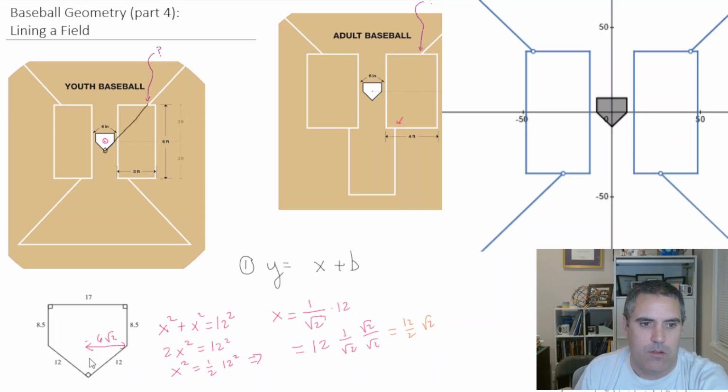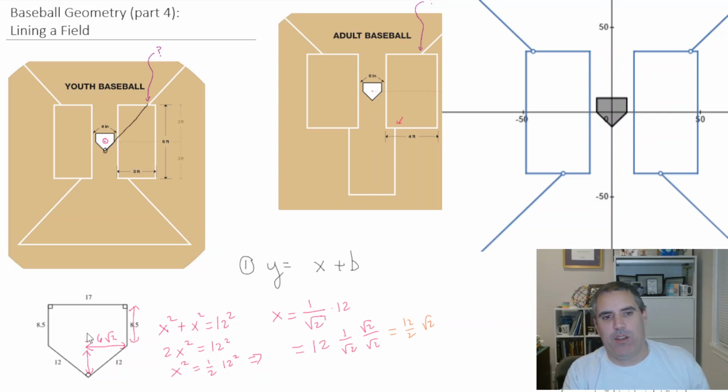6 square root of 2. It's also this length, 6 square root of 2. You say, hold on, wasn't that 8.5? Well, technically it's not 8.5. 8.5 is wrong. I mentioned that in the previous video.